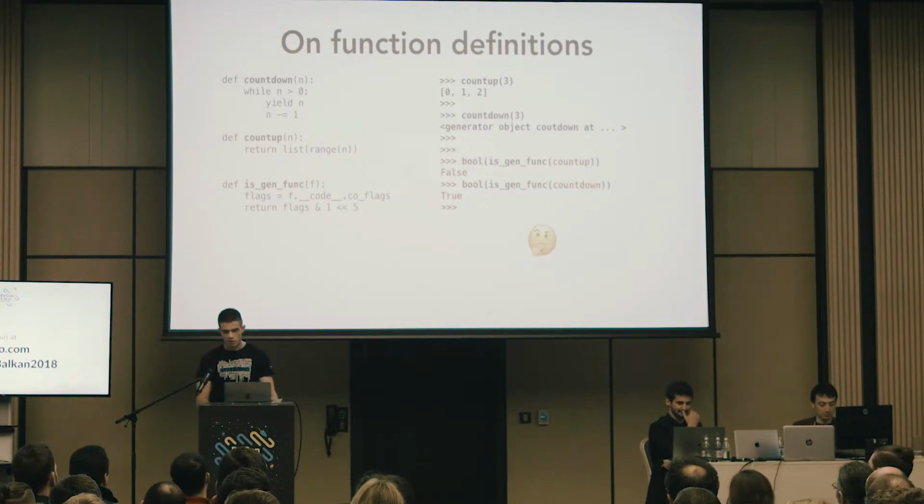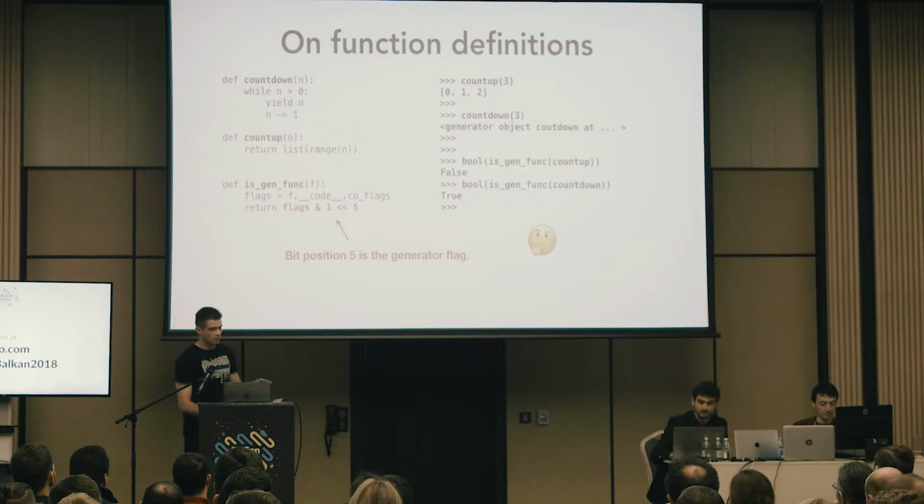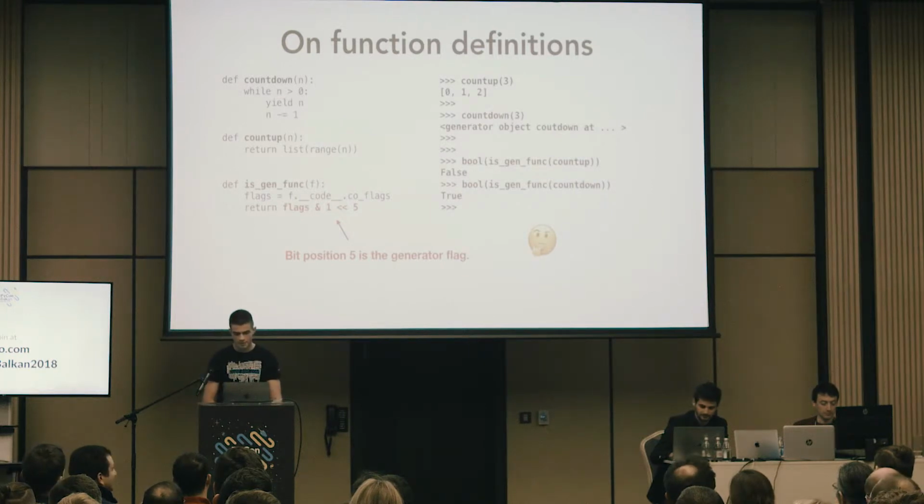And the way that you actually, as a user, can find that out is by asking the code object for its flags and separating the 5th bit. It's kind of low level here. If you want to know more about flags, or your functions, basically.